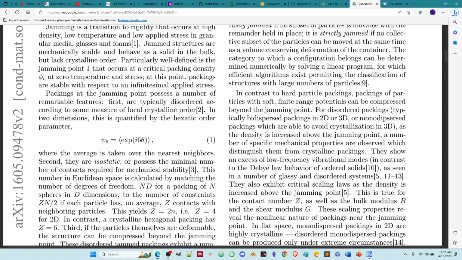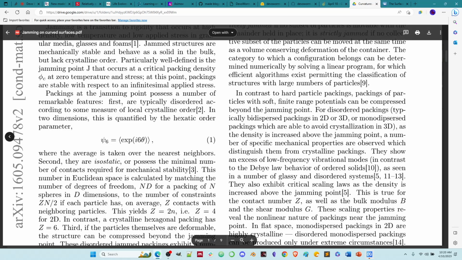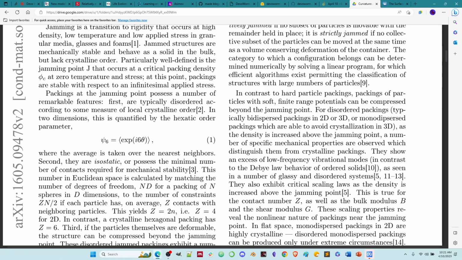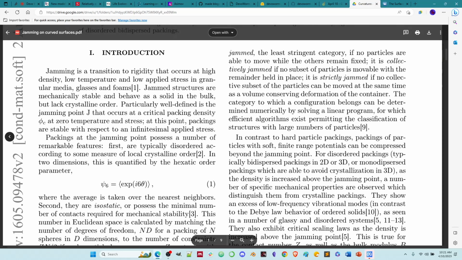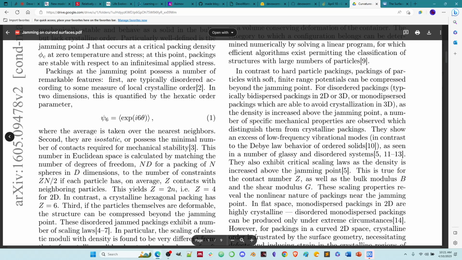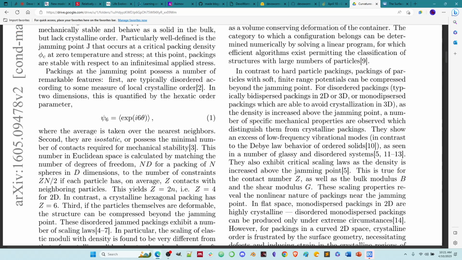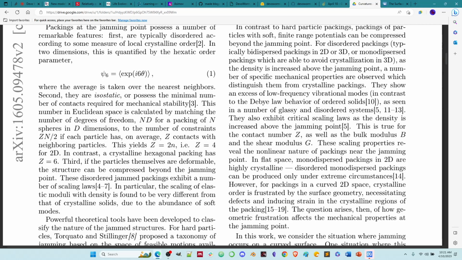In contrast to hard particle packings, packings of particles with soft, finite range potentials can be compressed beyond the jamming point. So you can compress cells beyond the jamming point. It's just that they don't move beyond the jamming point. So hard packings follow these three conditions, and these are also maybe applicable to soft materials, but soft materials can be constricted even more. Because they're soft, they can give and they can compress. So that's something to think about in terms of modeling soft materials versus harder materials.